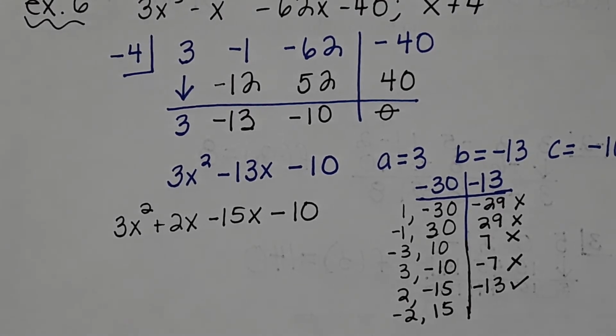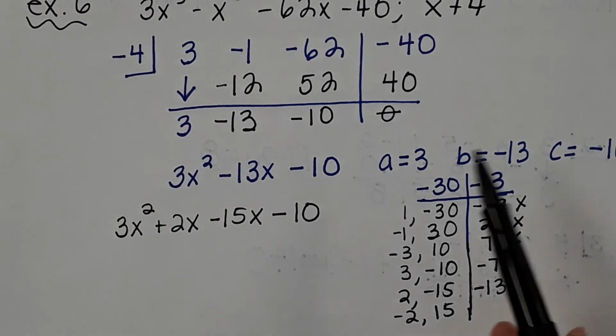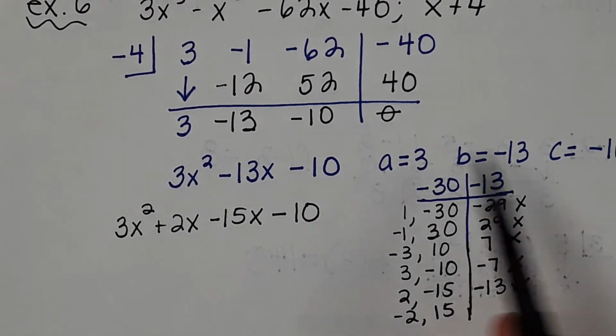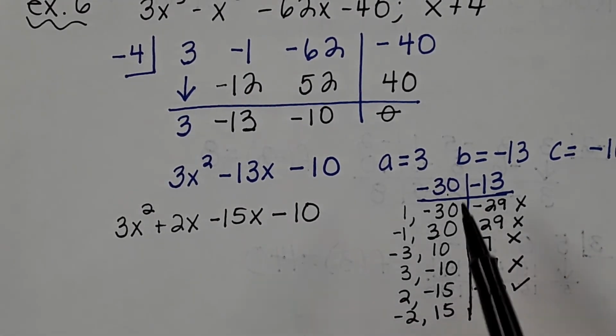What questions do you have so far? Where did the negative 30 come from? I did A times C, so 3 times negative 10 is negative 30. Usually when A is 1, we still do that. It's just that 1 times C is automatically that C.